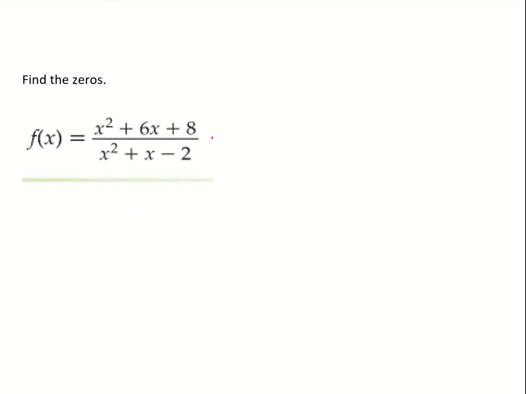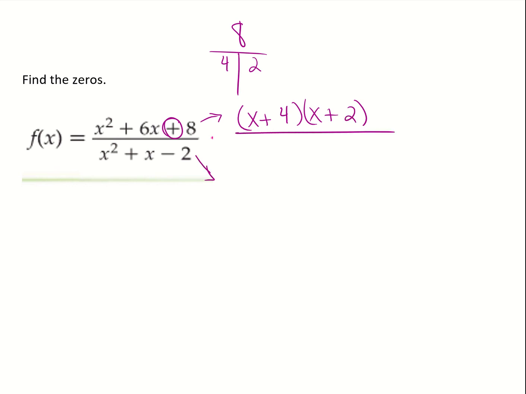Okay, so next is find the 0. We're going to do the exact same process, but now this is going to be set equal to 0. I'm not going to worry about the 0 just yet. I'm going to go ahead and factor this over here. I'm going to look at my numerator and start factoring that. The factors of 8 that give me 6 are 4 and 2. So I'm going to have an x, and because this is a positive, they're both going to be positive. Then I'm going to substitute 4 and 2 in. I'm going to do my denominator now.